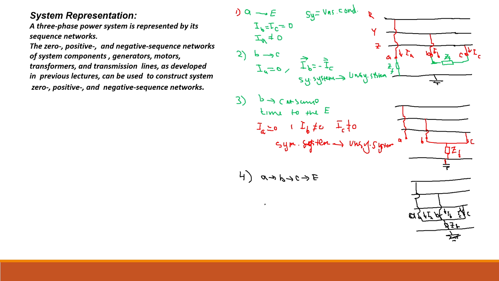Under this connection, the current IA is unequal to 0, also IB is unequal to 0, and IC is unequal to 0. Why? Under pre-fault conditions, these currents are equal to 0. As you see, this connection keeps the system symmetrical.